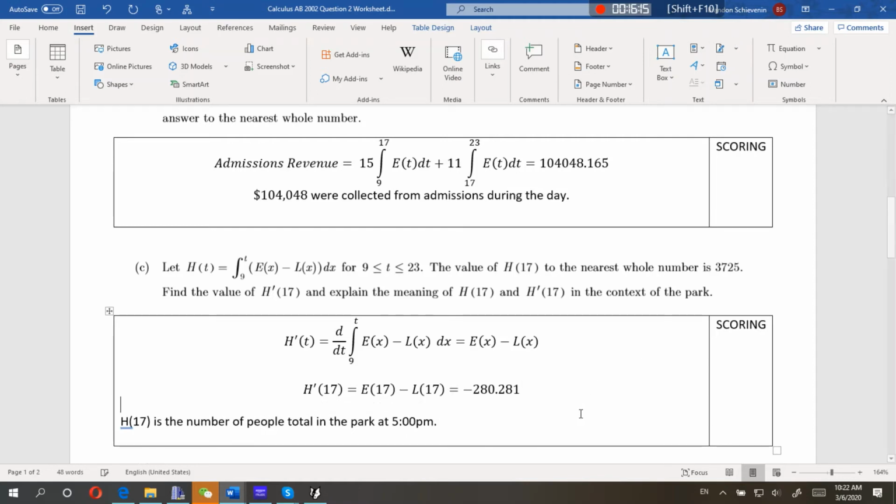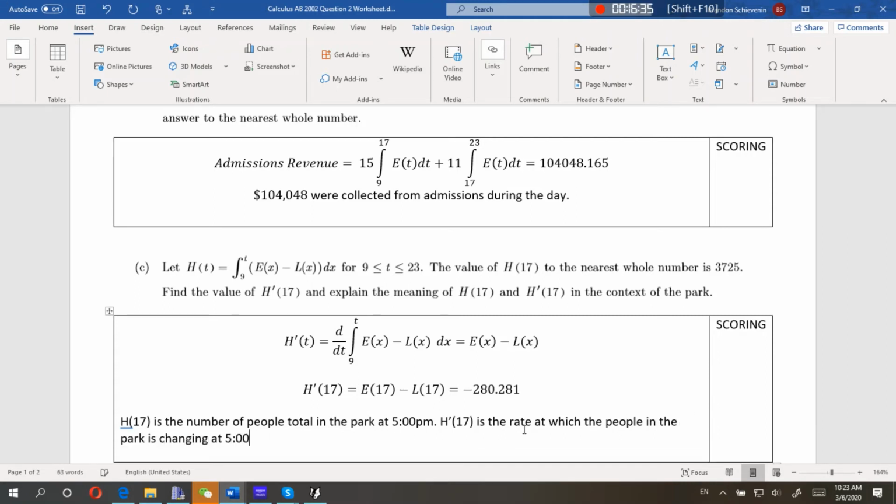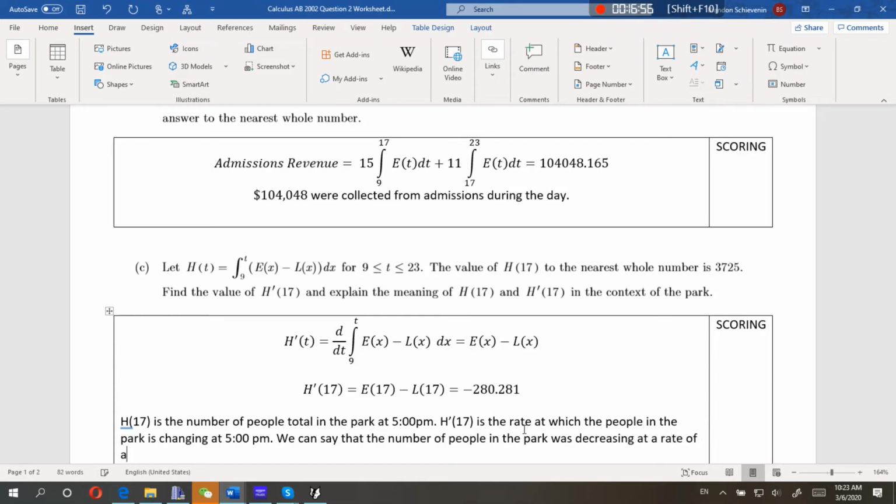Then what does h prime at 17 mean? The number of people change. Right, the rate at which the people in the park are changing at 5 p.m. We can say that the number of people in the park was decreasing at a rate of 380 people per hour at 5 p.m.